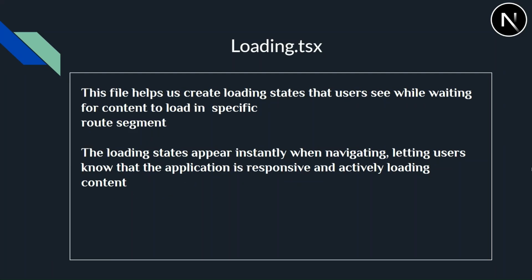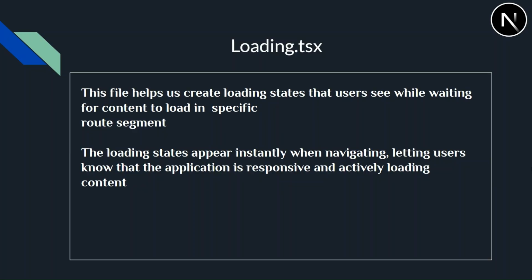This file helps us create a loading state that the user sees while waiting for content to load in a specific route segment. The loading state appears instantly when navigating, letting users know that the application is responsive and actively loading content. If you visit many online websites, when you move to other content of the website, you see a loader or a skeleton screen. Those are the states shown before the page loads in the browser. Okay, so let's do a small example.